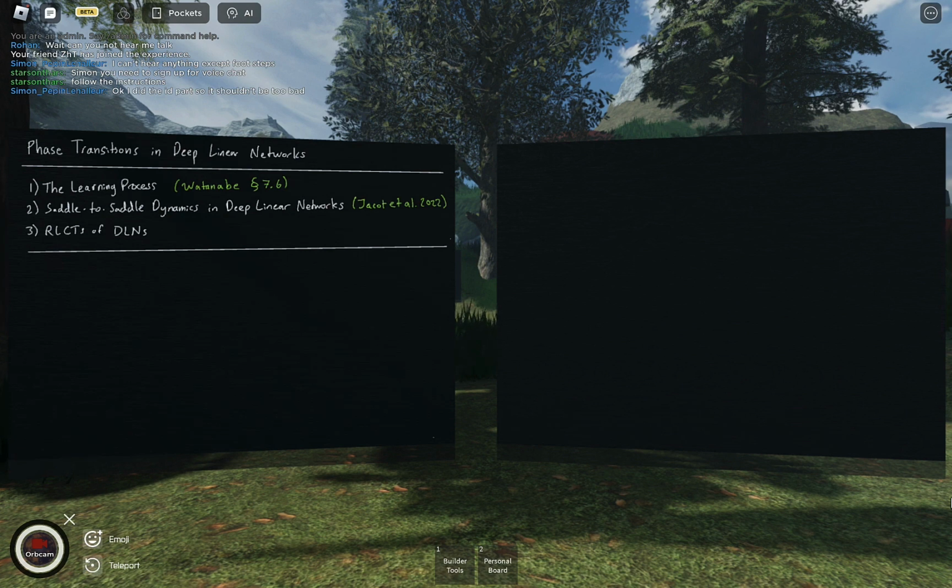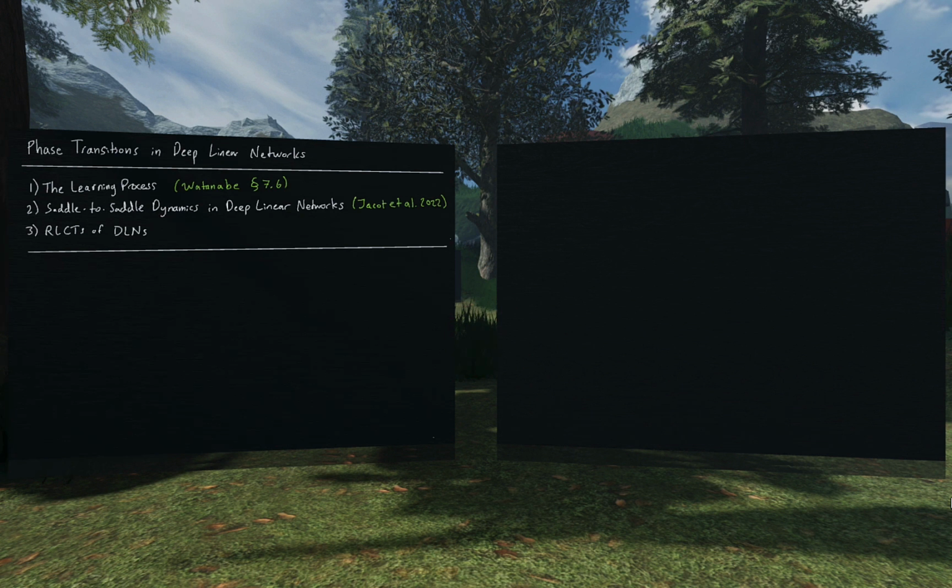We'll talk about the learning process. Then we'll look at this paper by Jaco et al., saddle-to-saddle dynamics in deep linear networks. That's really the focus for today. And finally, we'll talk about SLT of deep linear networks. So can we estimate and maybe derive RLCTs for this model? Okay, let's jump right in. So to start us off, talk about the learning process.